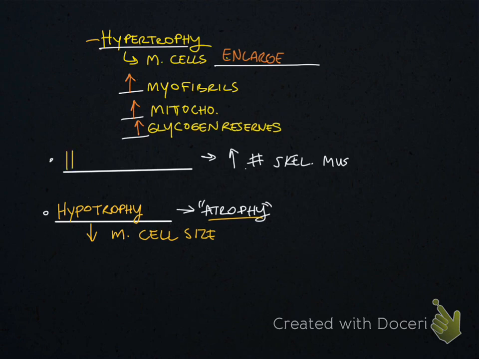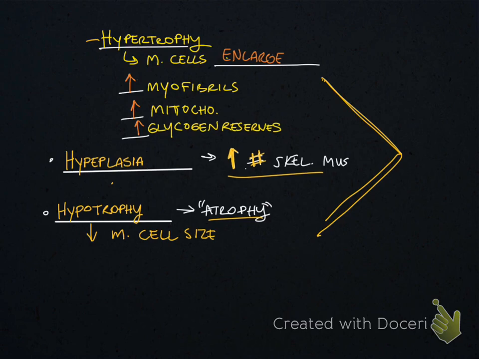The other one is called hyperplasia. This is an actual increase in the number of skeletal muscle cells. This is a disputed issue, and it's sort of unclear whether or not this actually happens. So this is an actual increase in the number of skeletal muscle cells. These two are just talking about the size of the muscle cells. This is talking about the actual number of skeletal muscle cells.